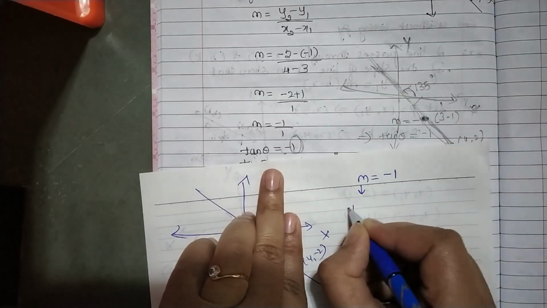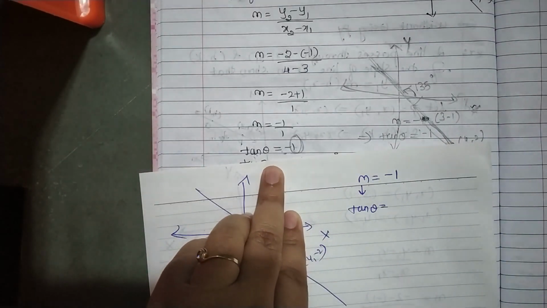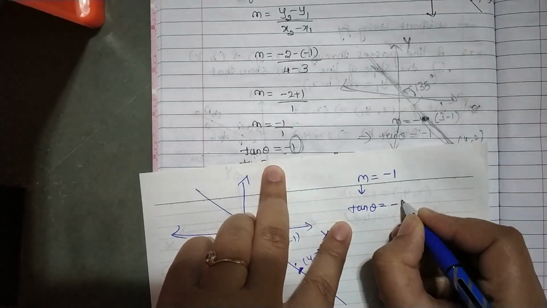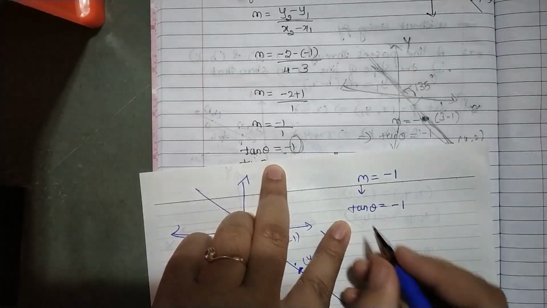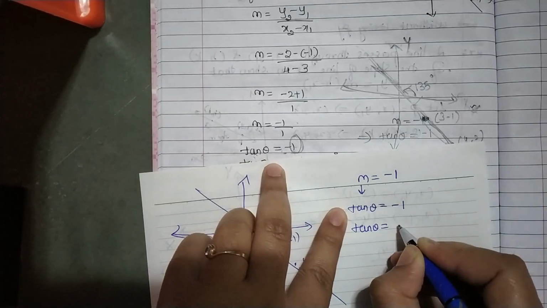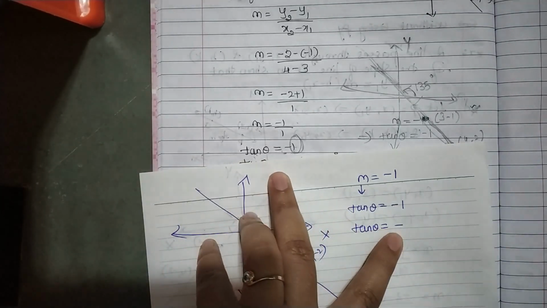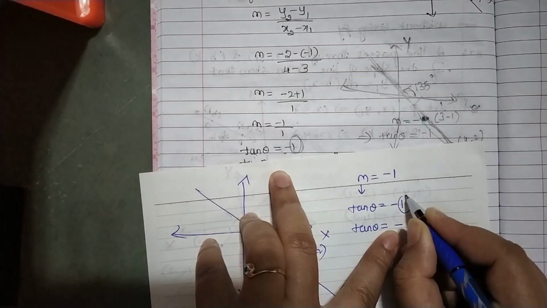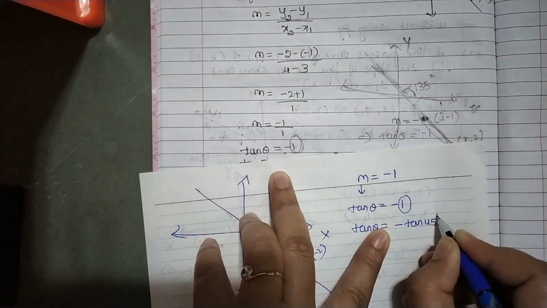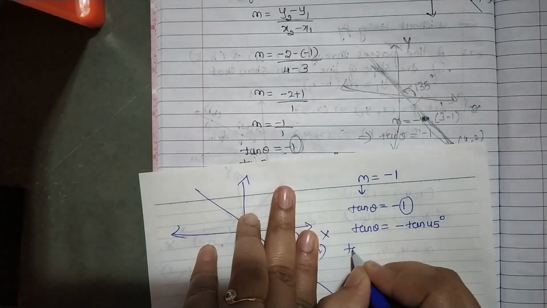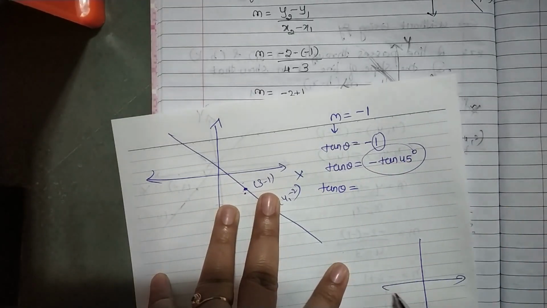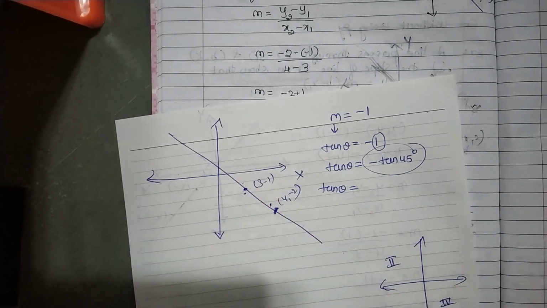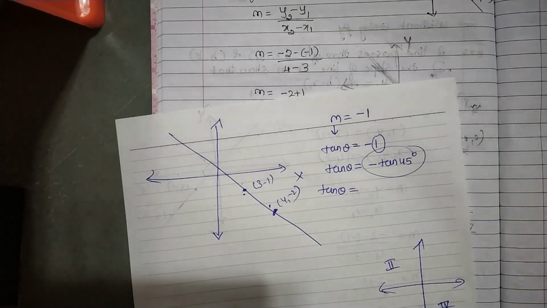And we know that m is equal to tan theta. So m is denoted by tan theta, which is equal to minus 1. For tan theta, we keep this minus as it is. For what angle is the tan value 1? That is tan 45 degrees. And we know that tan is negative in which quadrant? Tan is negative in the second and fourth quadrants, but the slope angle is restricted to the first 2 quadrants, where theta lies between 0 and 180 degrees.